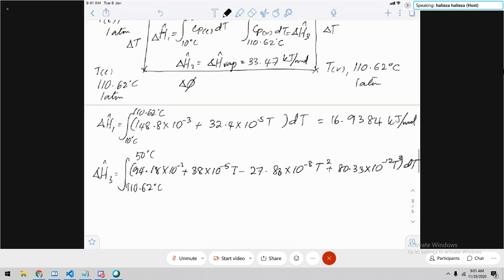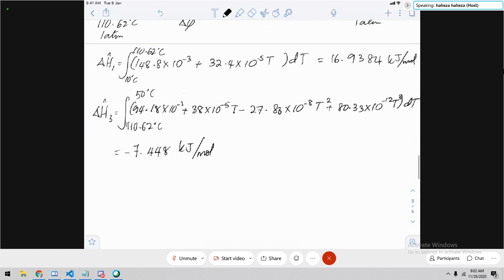Right? So if you do that, let me give you my answer that I have calculated: 7.448 kilojoules per mole. Again, a negative sign because you start from a higher temperature going to a lower temperature. Check your calculation. Is it the same? Same, Doctor. Thank you very much. The rest of you, if you haven't got the answer, try to get it. For now, thank you.